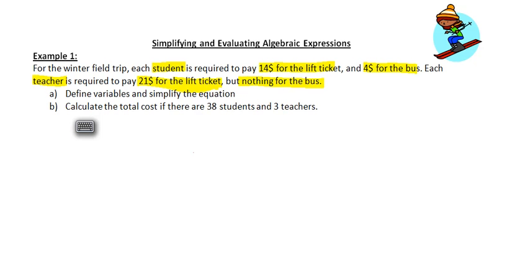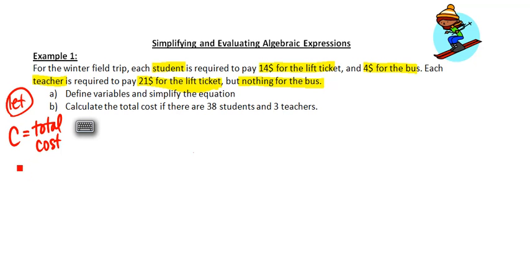So the first thing we need to do before we answer the question is we need to define our variables by creating a let statement. So let's start with seeing what can change. And the question is asking for the total cost. So we'll let C equal the total cost that ends up after you calculate.